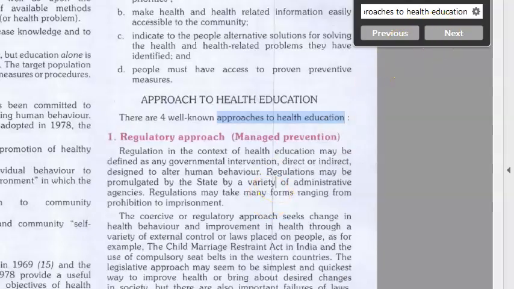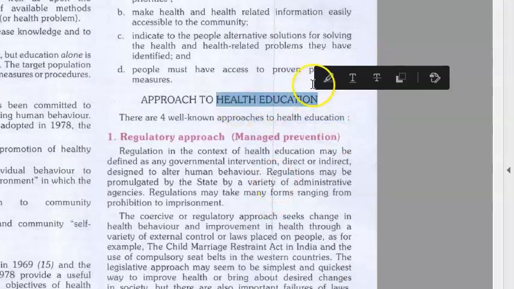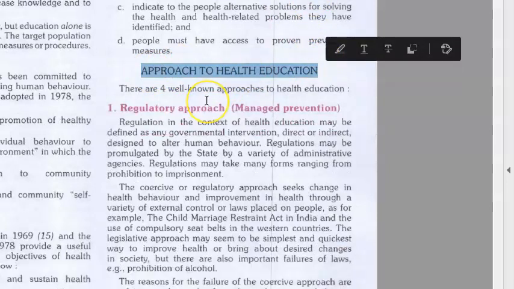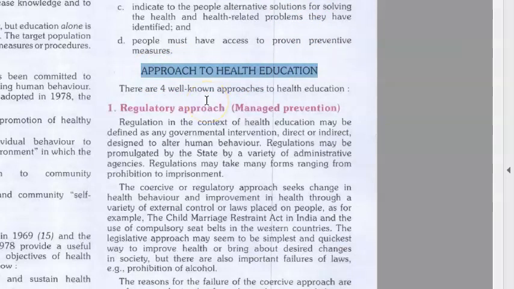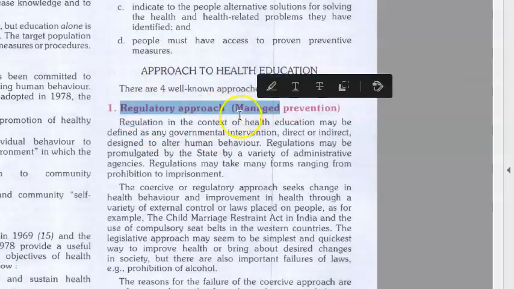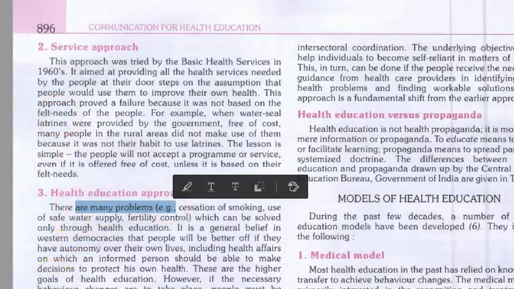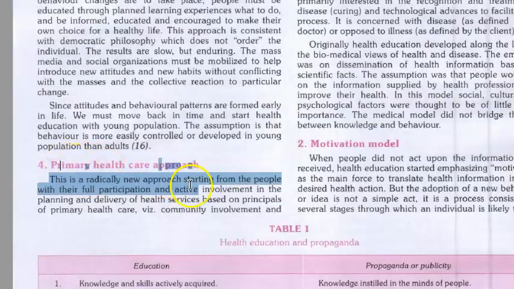Let us say in the exam they have given you a simple topic, health education. You think health education, you'll write so much, right? They ask you approach to health education and you cannot write lectures or symposiums or seminars. No, that is not the approach. The approach here is 4 well-known approaches to health education: regulatory approach, then you have service approach, health education approach, and primary healthcare approach. Guys, you have to write these 4 points to get marks.